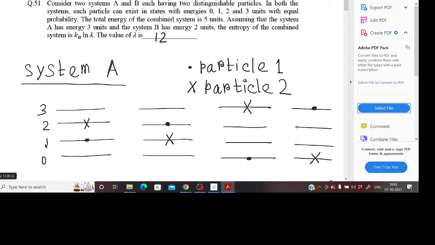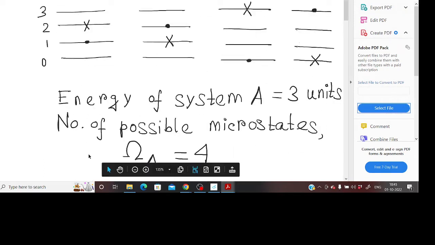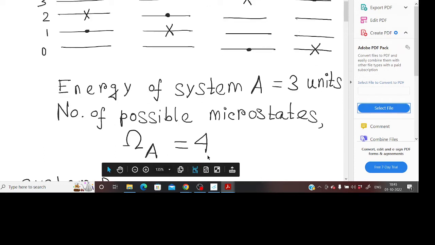Then we can do it the opposite way, because energy will remain the same in that way also. So I mean, you place the first particle with energy 3 units also, and the second particle with energy 0 unit. So these are the possible ways in which the total energy of system A is 3 units. Okay, so we have found there are 4 possible microstates. So omega A is 4.